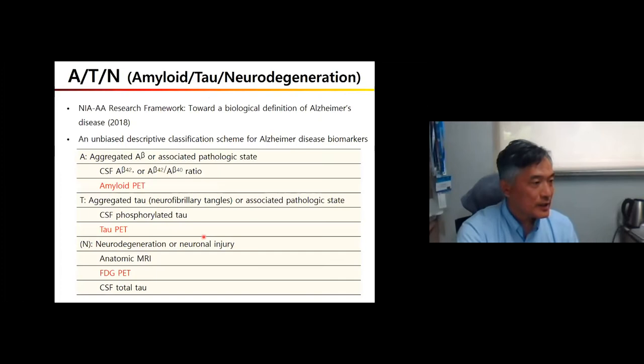And ATN is the guideline from the NIA-AA research framework. The ATN guideline shows a good opportunity for the radiopharmaceutical field. As you can see here, amyloid beta plaque can be detected by amyloid PET, and aggregated tau can be visualized with tau PET. And neurodegeneration or neuronal injury can be seen with FDG PET.